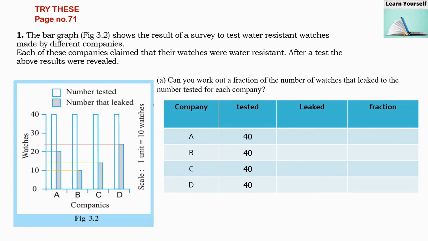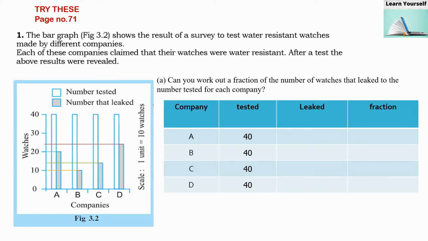Try this sum from page number 71. This is the first question and it says that the bar graph figure 3.2, which I have shown you here, shows the result of a survey to test water resistant watches made by different companies.